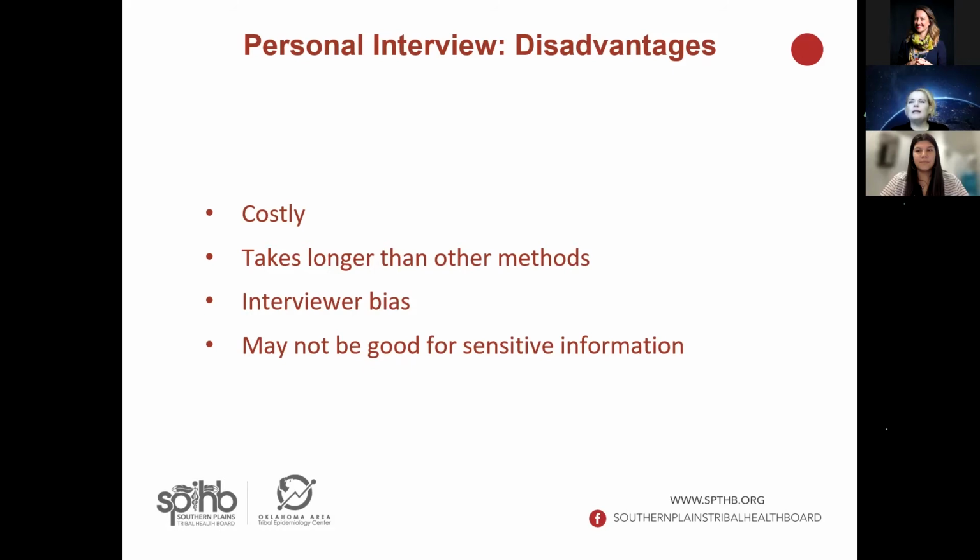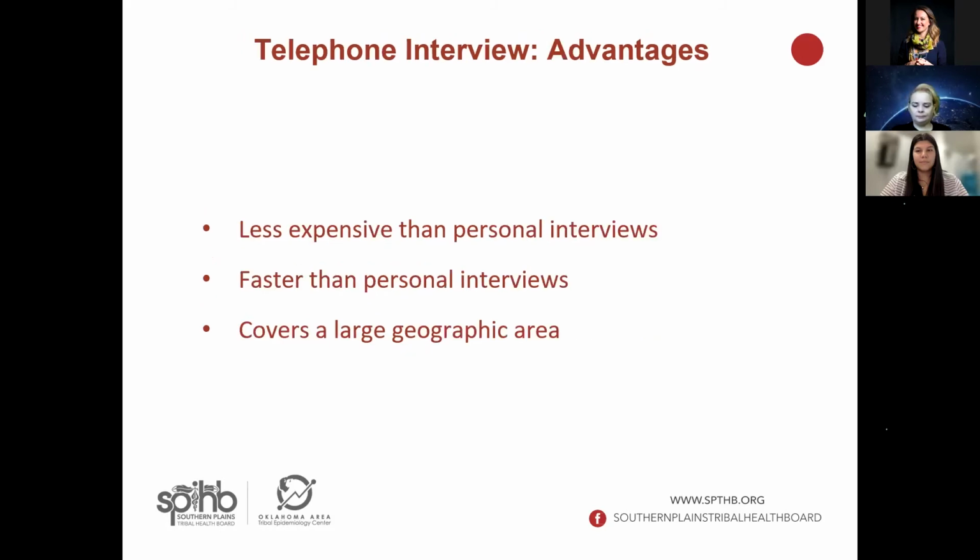It may not be good for collecting sensitive information. A lot of times people might not feel comfortable divulging sensitive information in person, where they feel much more comfortable doing that through a paper survey or an online survey. Unless you have a really good interviewer that's really open-minded, and it's a skill. But again, most people don't want to divulge that kind of information face-to-face.